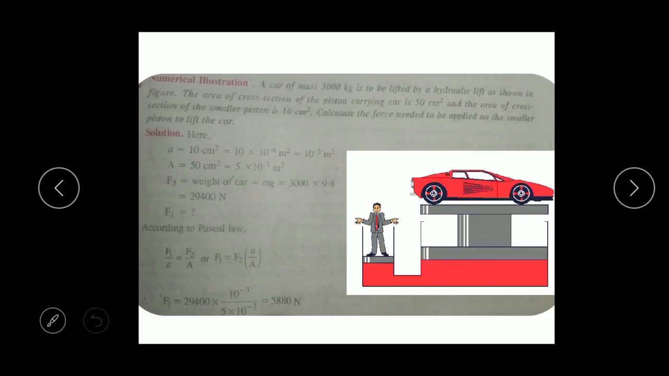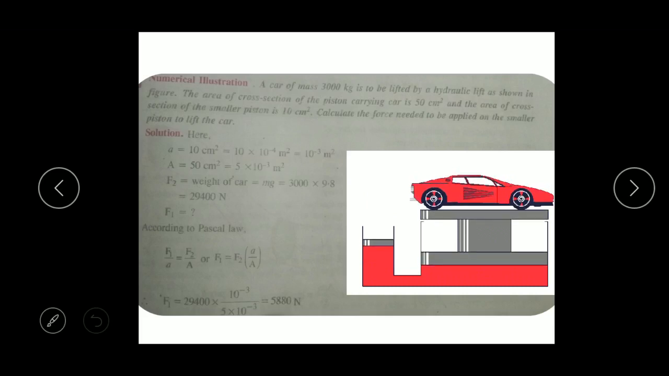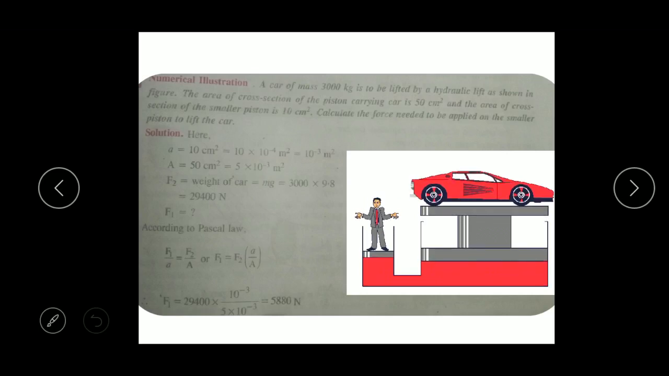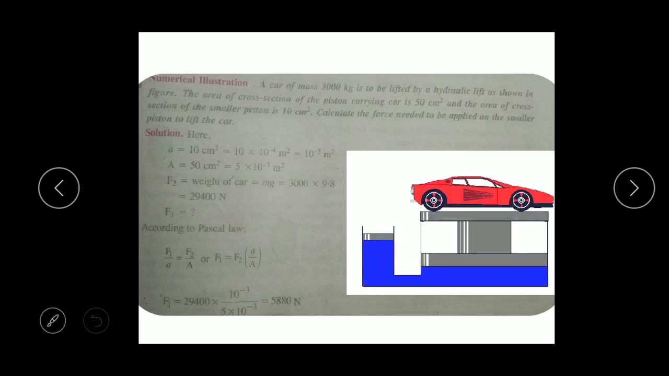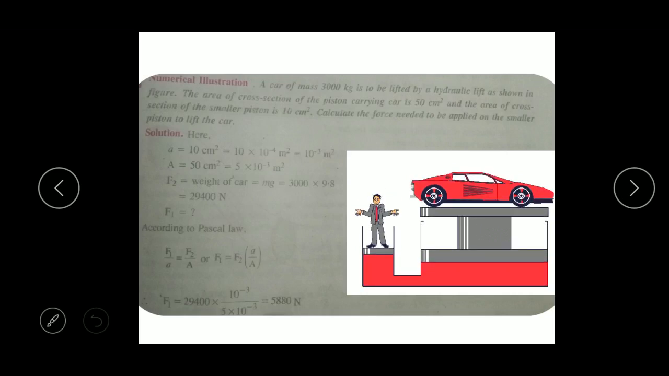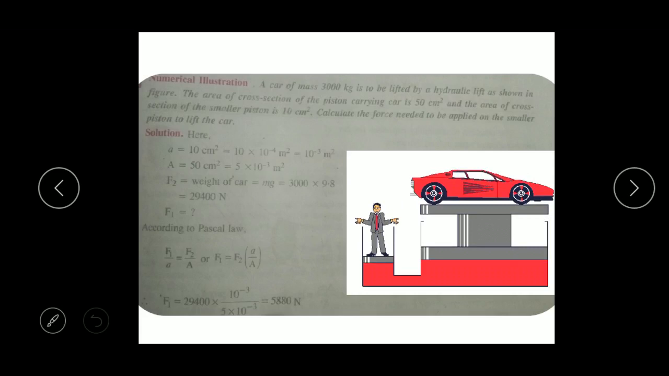Now the weight of the car, that is the force needed at the second piston, F2, is equal to what? The weight of the car, and that is equal to mg. So m is the mass of the car and g is acceleration due to gravity. So the weight of the car, that is F2, is equal to 3000 into 9.8, that is equal to 29,400 Newton.